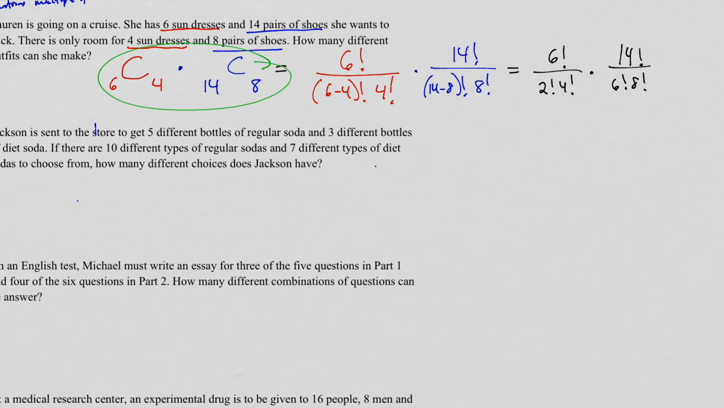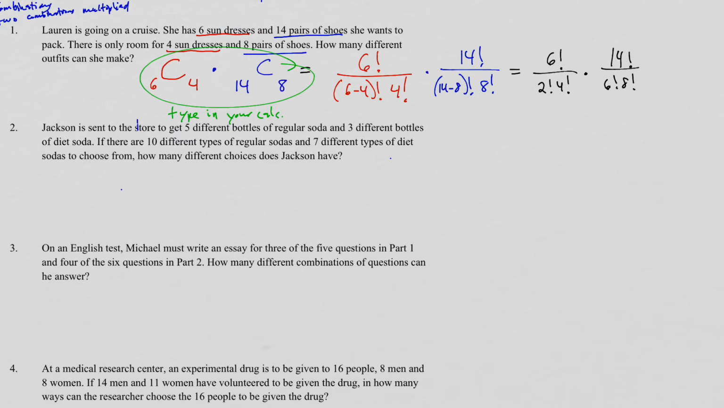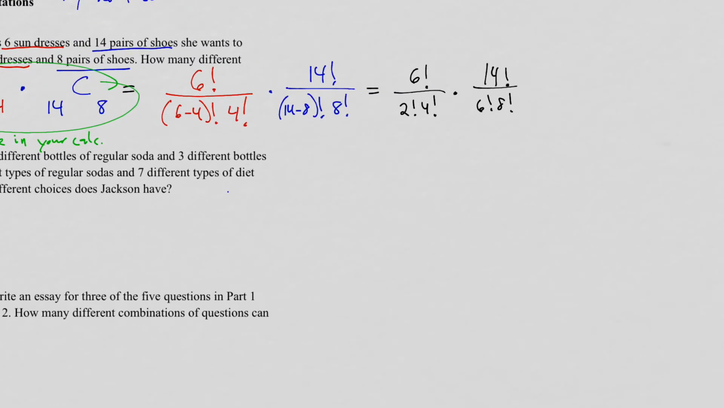So again, type this in your calculator. Okay? So the answer is 45,045. Right? Yeah. Okay.